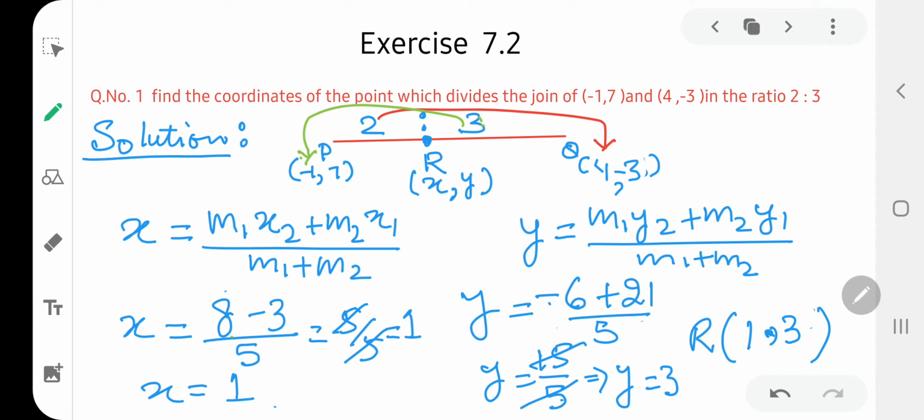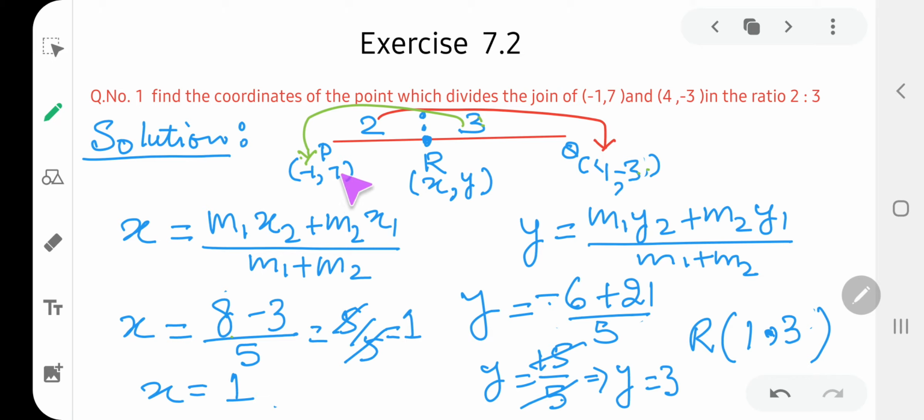Same way you will move. Ratio is at this side, then since you are finding y, multiply it with the value of y on the other hand. That means 2 is multiplied by minus 3, that is minus 6. Now take the ratio at this side and multiply it with the value of y this side.